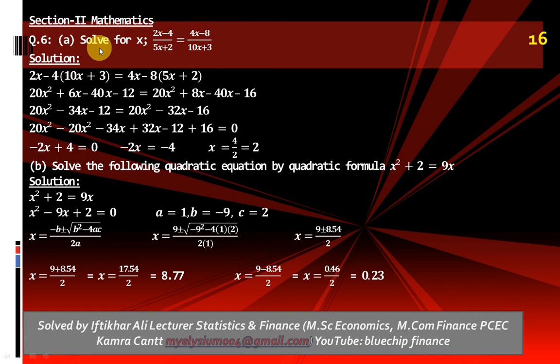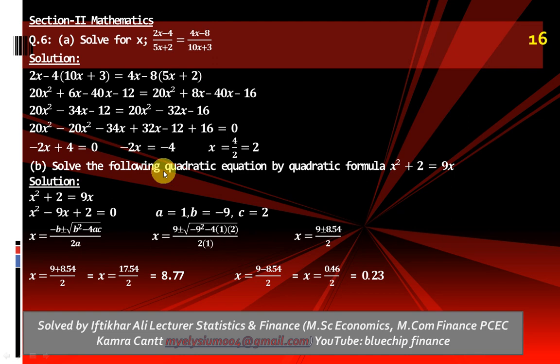Question number 6, part A. 2x minus 4 divided by 5x plus 2 equals 4x minus 8 divided by 10x plus 3. Just simply cross multiply this equation: 2x minus 4 multiplied by 10x plus 3 and 4x minus 8 multiplied by 5x plus 2. Calculation is given here, and finally x will be equal to 2.